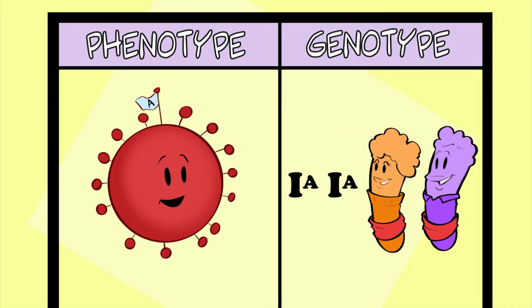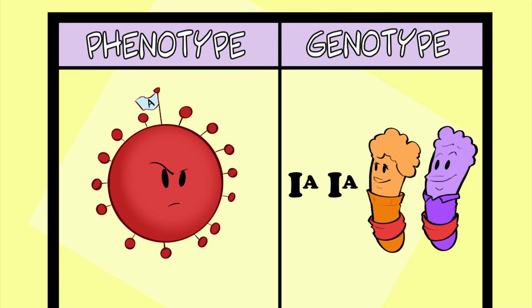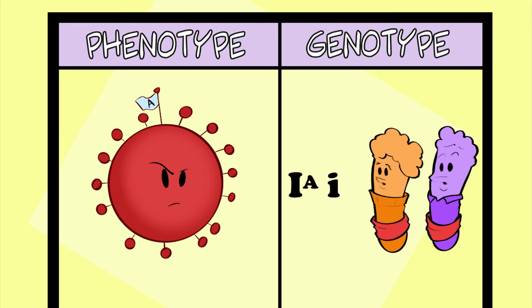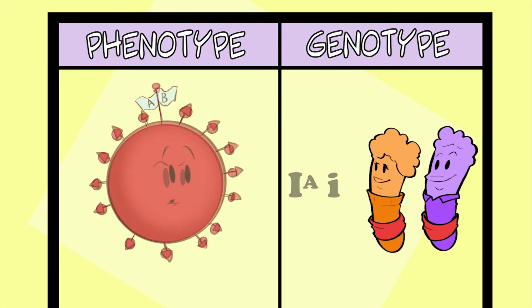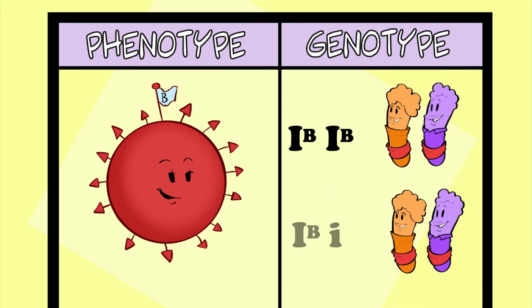The capital I is a blood allele, and the exponent represents blood antigens. You can also be heterozygous for type A. One parent gives you an A allele, and the other gives you an allele without antigens represented by a lowercase i. B phenotype happens the same way. You can be homozygous and have 2 B alleles, or heterozygous with a B allele and 1 allele lacking antigens.